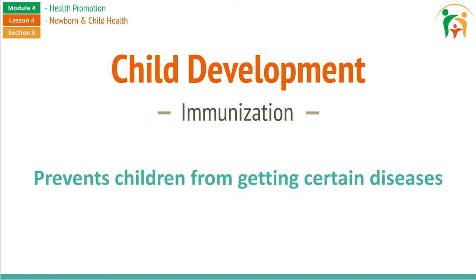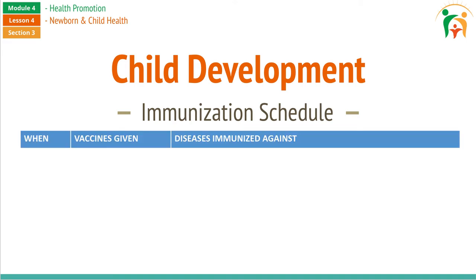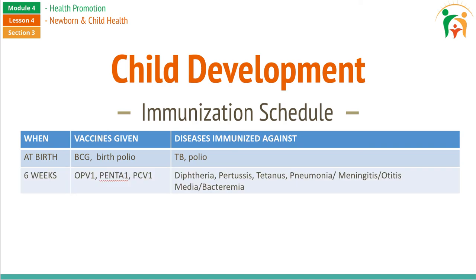Immunization. This prevents children from getting certain diseases. Immunization schedule. At birth, vaccines given are BCG and birth polio. Diseases immunized against are TB and polio.